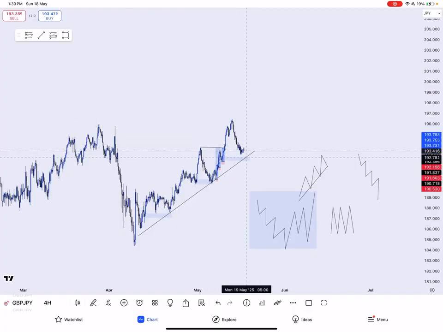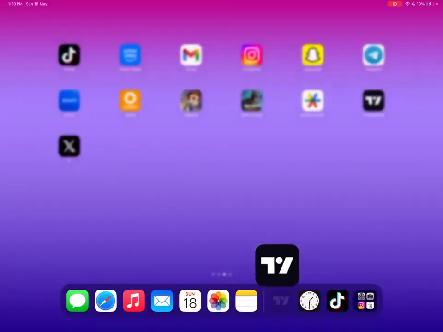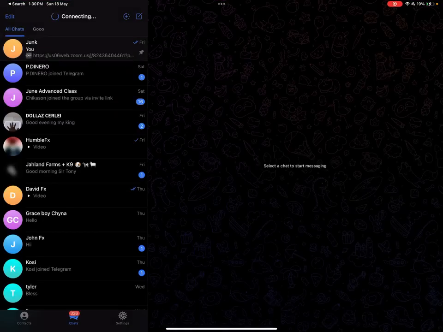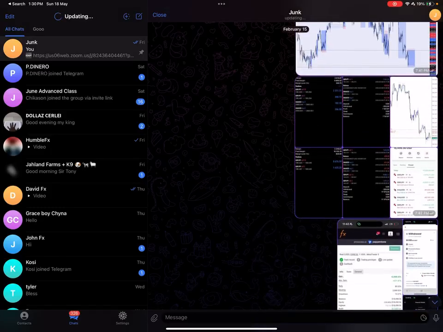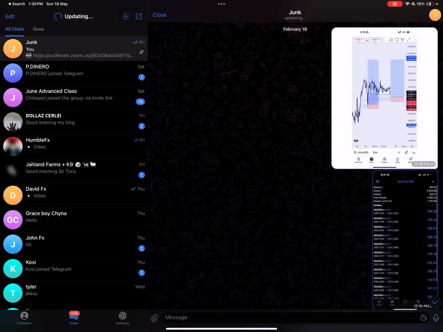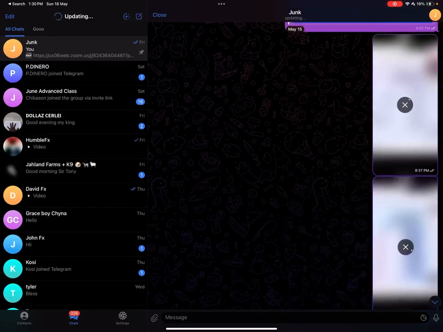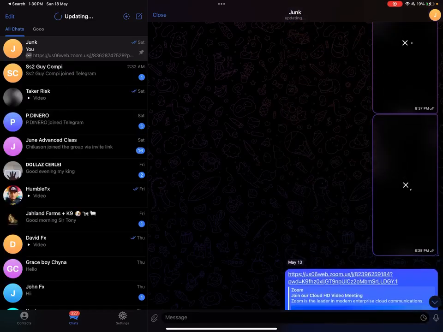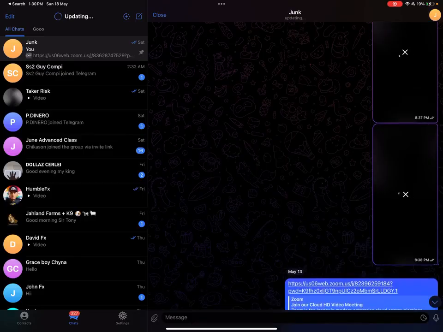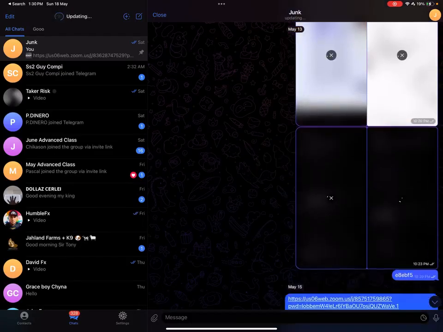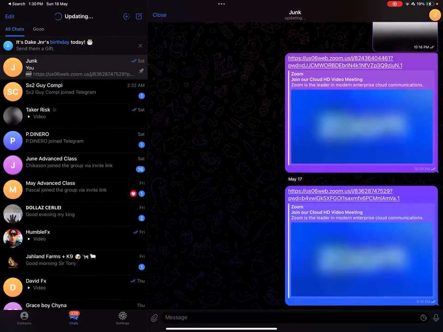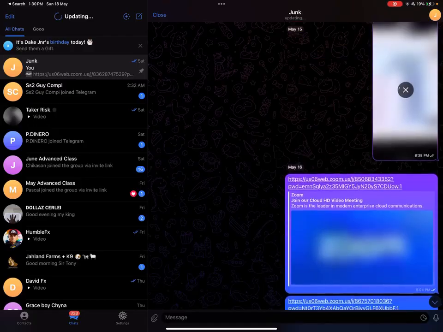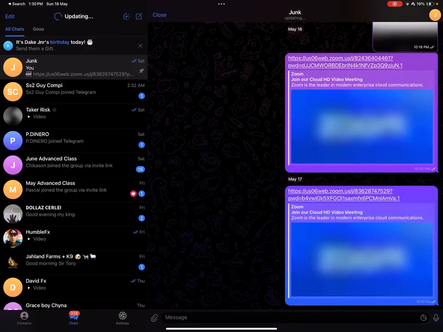Now I'm trying to see if I can show this analysis. Hang on. Trying to see if I can show the analysis here. My Telegram is taking time to load, but you guys should bear with me so I can show you guys this. I'm trying to see if it's loading properly. When it loads, I'll come back.